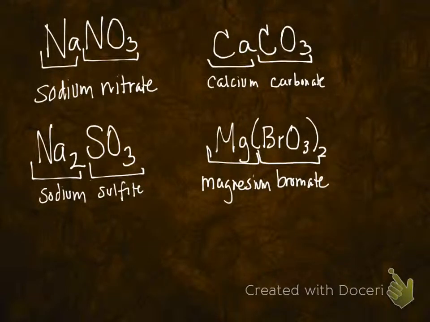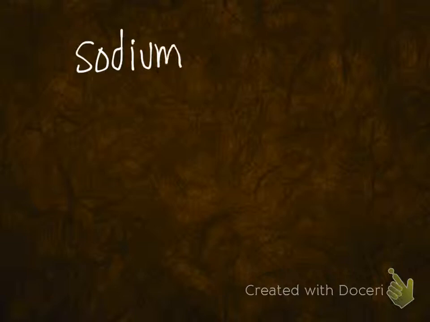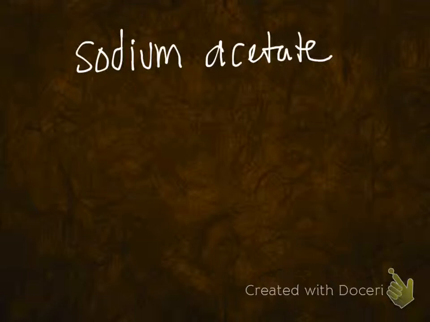Now let's go the other direction. Now let's start from a name and write a formula. Okay, you ready for that? You're going to have lots of practice on both of these. So if I tell you that I have, oh, that one's terrible, but that's okay. Sodium acetate. I wasn't thinking. What's your first step? Write your ions. Okay. Sodium ion, Na1+.